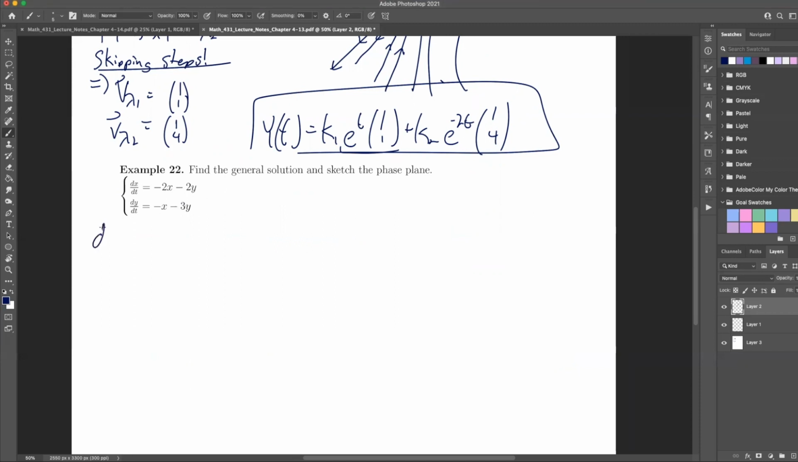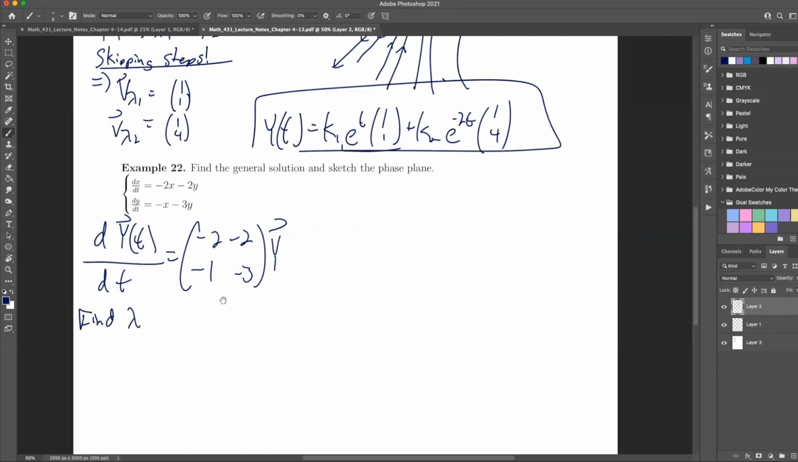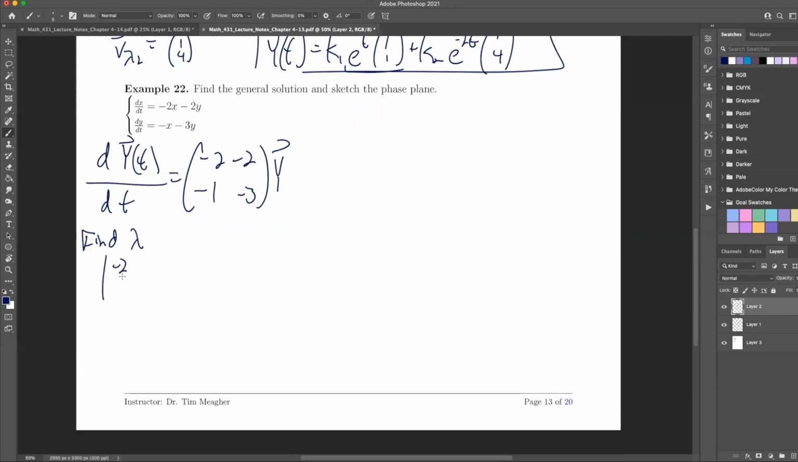All right, so here we're going to have dt. I'm going to skip steps again because the point of these problems is the drawing. I think you can figure out how to find the eigenvalues and eigenvectors at this point. So we're going to find the lambdas, found by taking -1 minus lambda, minus 2, minus 1, minus 3 minus lambda, and setting that equal to 0.